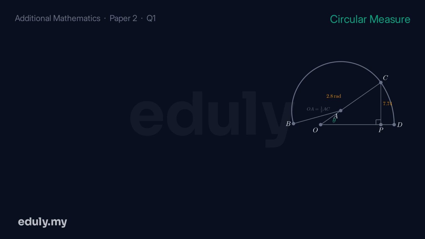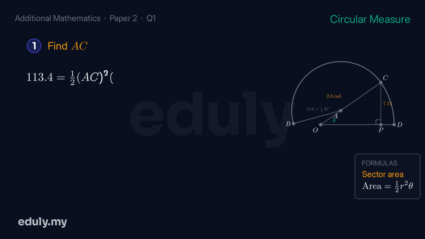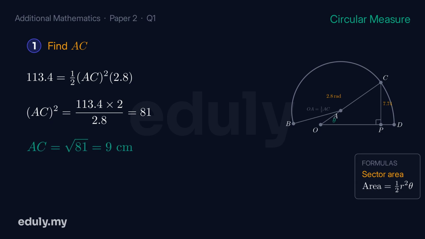Let's keep the diagram beside us and work through it. Step 1, we want the length of AC. We can get it from the area of sector BAC. The area of a sector is 1/2 r squared theta. Here the radius is AC, and the angle is 2.8, so put the numbers in. Rearranging gives AC squared equals 81. A length cannot be negative, so take the positive root. AC is 9 centimeters.